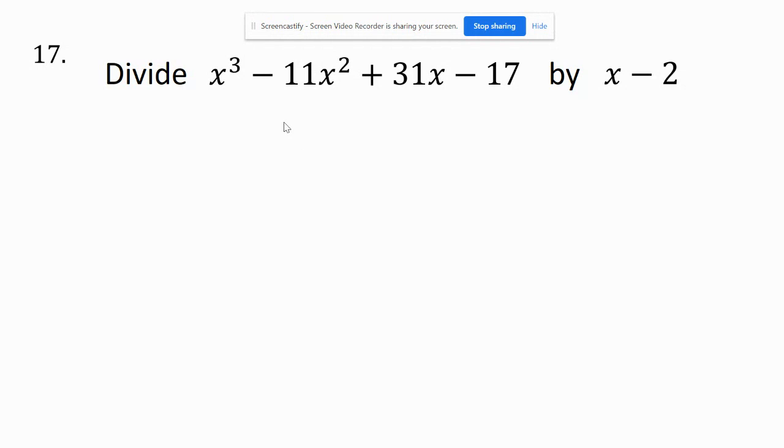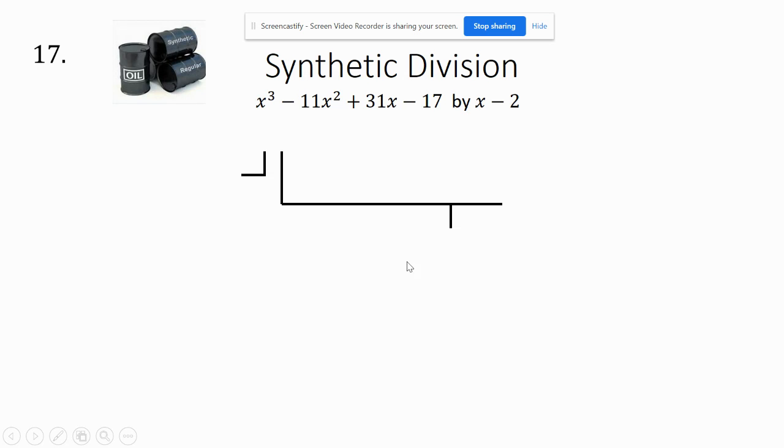Okay, dividing x cubed minus 11x squared plus 31x minus 17. It's probably not going to factor. I see 17 is a prime number, and I see it's divided by x minus 2. So we're actually going to do a division. Now we can use synthetic division here.